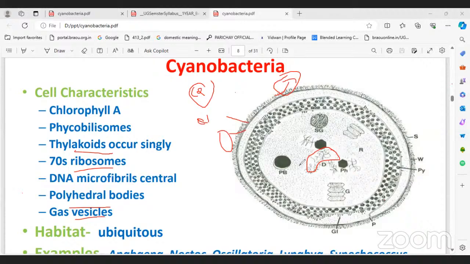And we can observe here the thylakoids, freely present in the cell. And gas vesicles are also present. Polyhedral bodies and gas vesicles are all present inside the cell. And already in our book it is given what the chemical composition of the cell wall is.